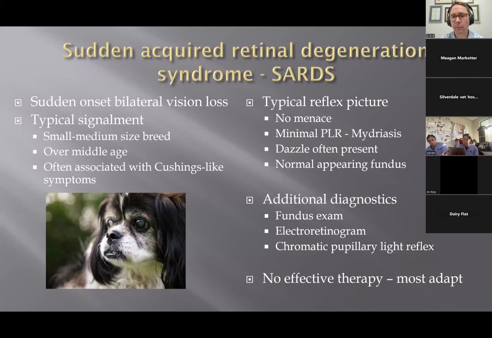Oof. And then it comes and sees me, and I say, look, it's most likely to be SARDS. They have these Cushing-like symptoms, but they are not Cushingoid. You can do your low-dose DEX or whatever screening test you want to assess for Cushing's, but they don't have Cushing's. They have the symptoms, but they don't have Cushing's.